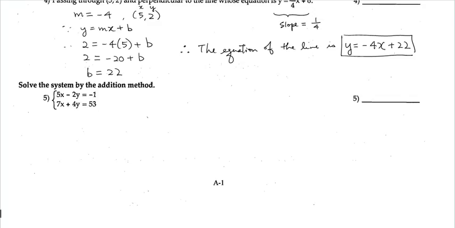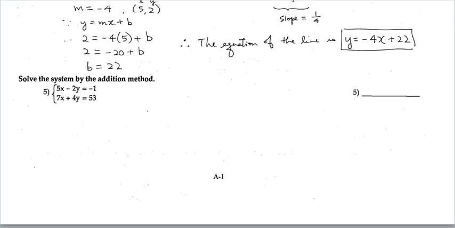Number 5. Another type of problem. Solve the system by addition method. So this is the method of elimination. We have two equations and we want to solve this by the method of elimination. So we need to follow a 7-step recipe. Label the equation first. Give it a name. This is equation 1 and this is equation 2.